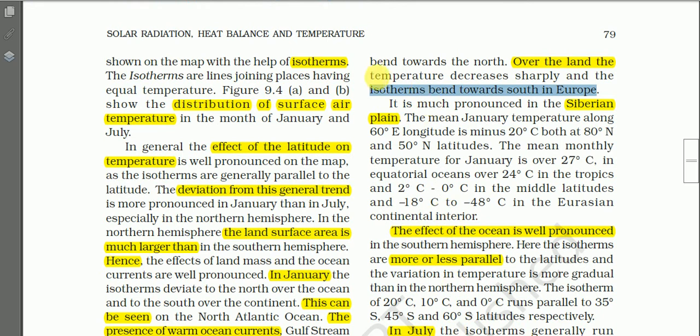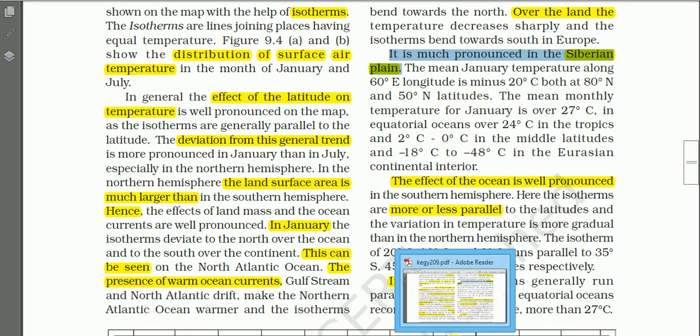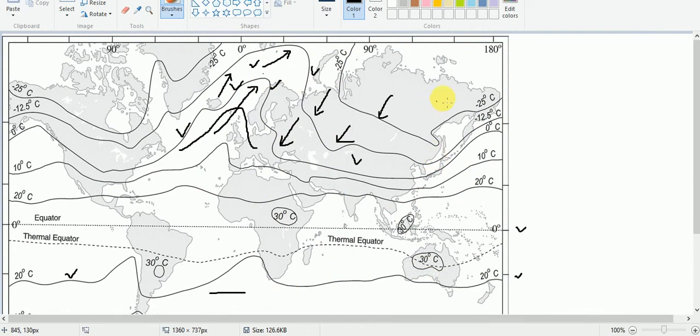Okay, temperature decreases sharply and isotherms bend towards the south in Europe. This bending is most pronounced over the Siberian plain. The Siberian plain is here. Here this isotherm of minus 25 is bending very sharply towards the south.